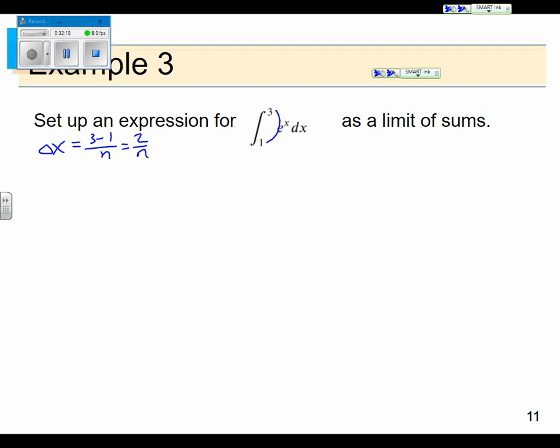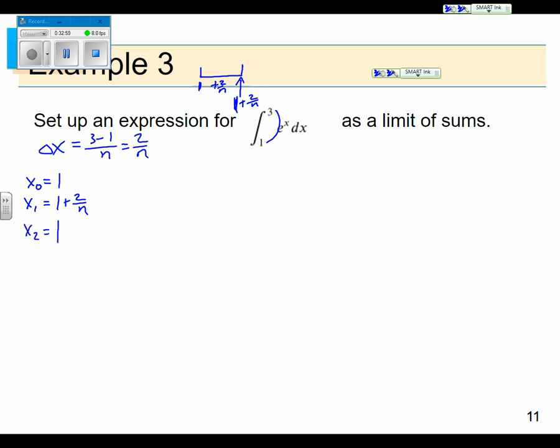Okay? Now, this time, my first subinterval starts at 1. And as I go to the next one, it's going to be 1 plus delta x. Well, unfortunately, this time, it does not simplify any. I'm starting at 1 right here. I add 2 over n. This has to be 1 plus 2 over n. I don't have any way to simplify that since they're not like terms. So you can see where this one will be a little bit messier.